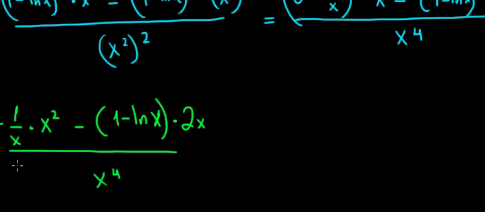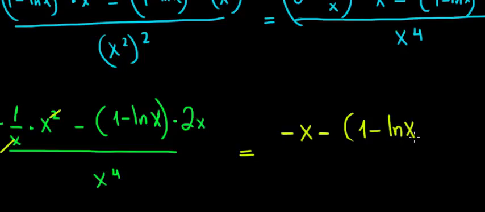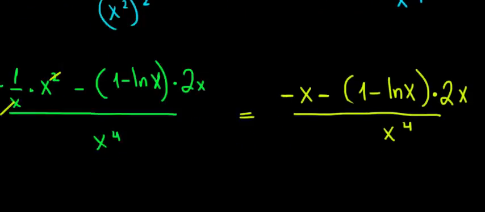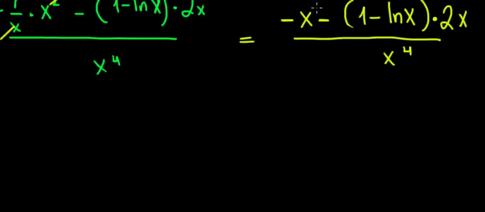Alright, let's do some simplifications. X and x cancels out, so we have minus x minus 1 minus ln of x times 2x divided by x to the power of 4. Let's see, what common terms do we have here? We have x as a common term, so let's take it as a common factor. We have x over here and we have x over here.